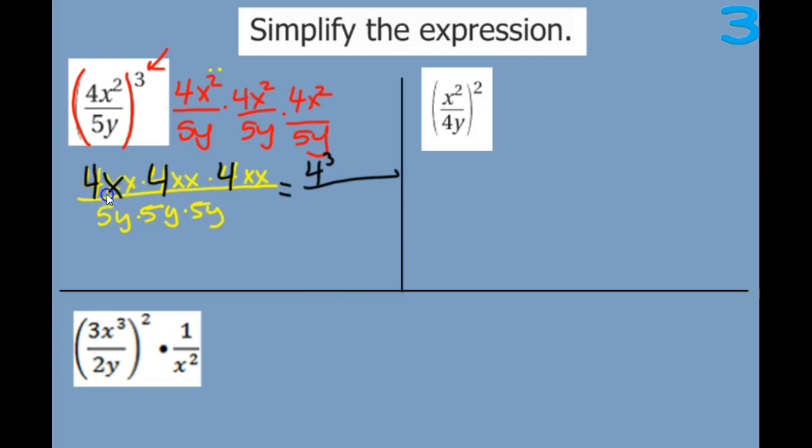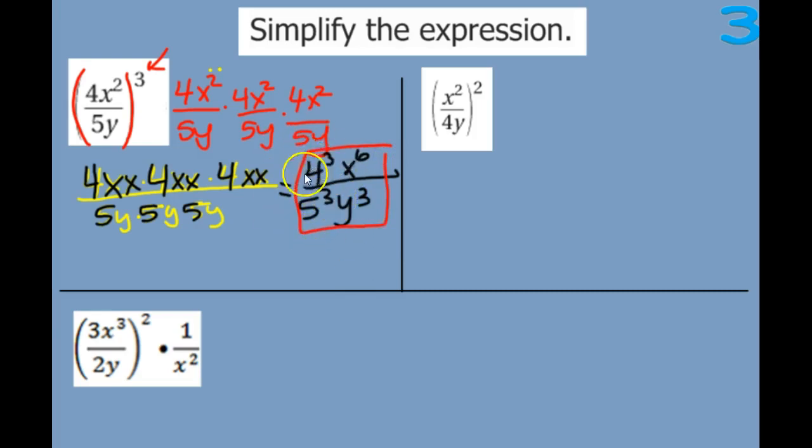Then we have x 1, 2, 3, 4, 5, 6 times, so x to the power of 6. On the bottom we have 5, 1, 2, 3 times, so 5 to the third. And then last we have y 1, 2, 3 times, y to the third. So this would be our best answer. Sometimes, for example, in the MCA, they might multiply 4 times 4 times 4, but either one I would accept.